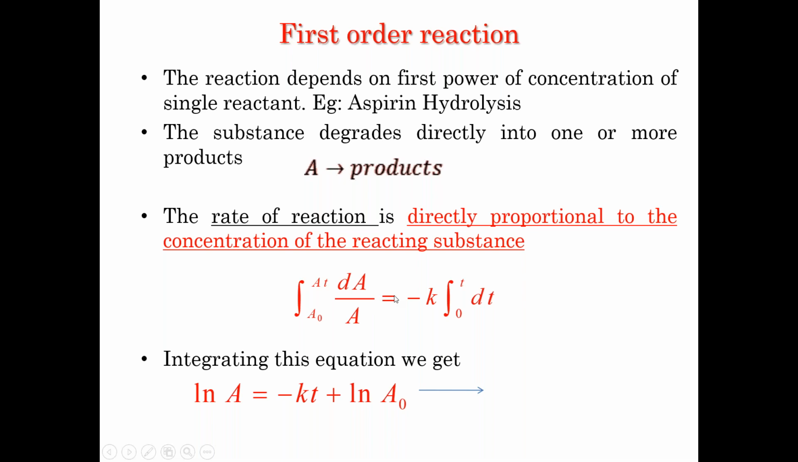Somehow I missed it here. dA by dt is equal to K into A. That is the initial differential equation we are supposed to write, which indicates that the rate of change of drug with respect to time is equal to K into capital A. If you are writing, please write down that dA by dt is equal to K into capital A.